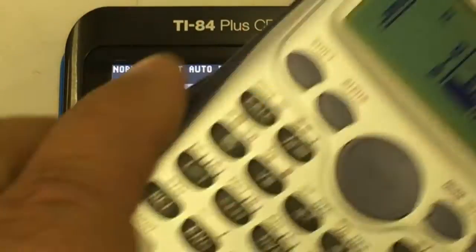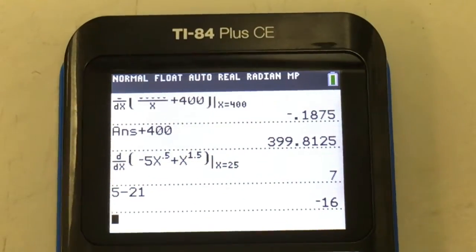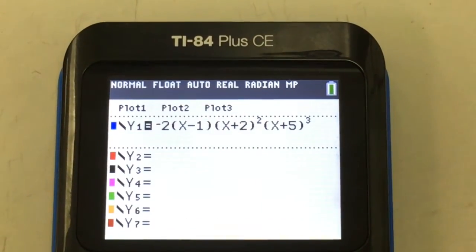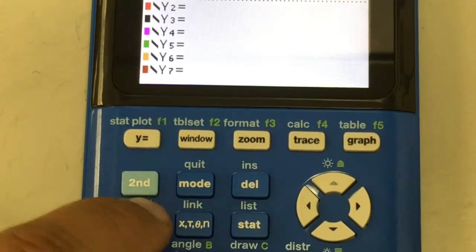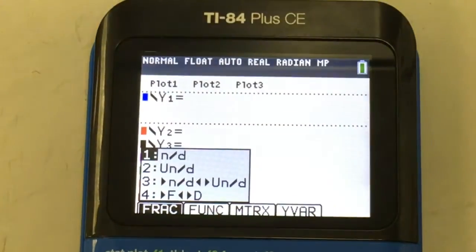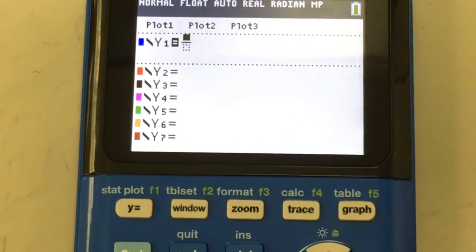I've been using the Casio, but in this class you're technically supposed to be using this TI-84, so I'm going to go to y equals, and I'm going to plot those points. The first thing I want to do to get the fraction is hit alpha y equals. When I hit alpha y equals, notice it gives me an n over d option. When I hit that, it gives me a fraction. Now I can type in the equation just like it looks.